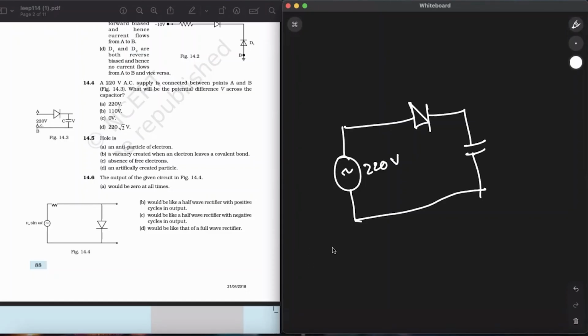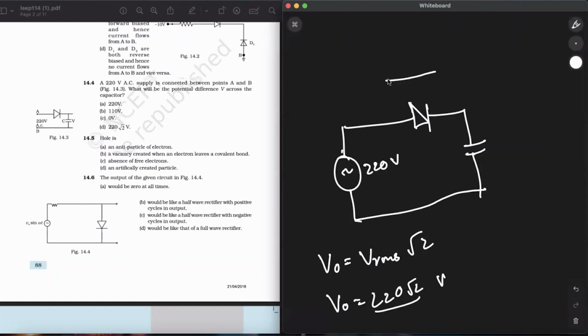Tell me. Peak value V naught is V root mean square times under root 2, right? And VRMS has been already given to us as 220. So this will be the answer, V naught. That much potential will be released from over here. No potential drop will be across this diode because it will act as a closed circuit just like this. Okay. Now when it will reach here, the potential drop across this capacitor will be equal to the potential that has been given by this source.